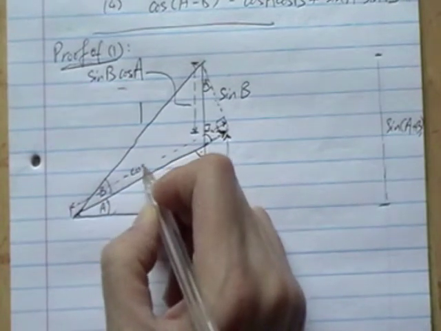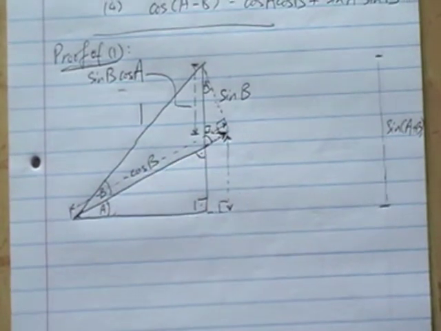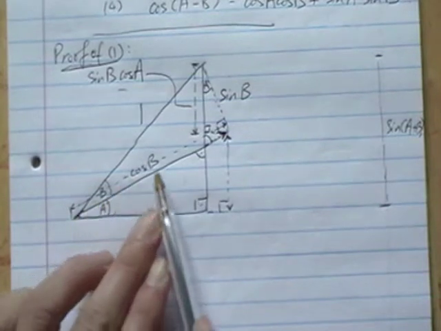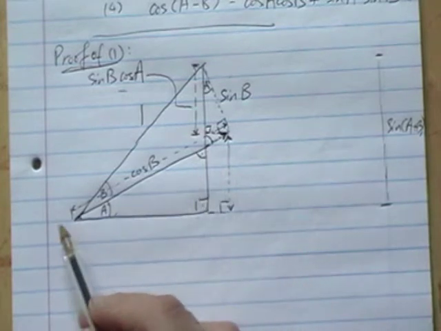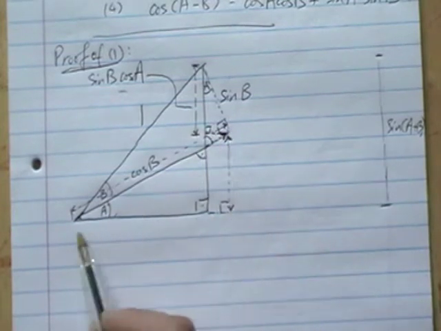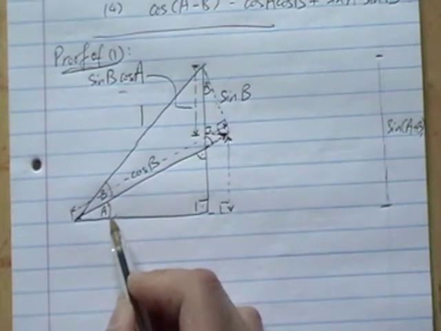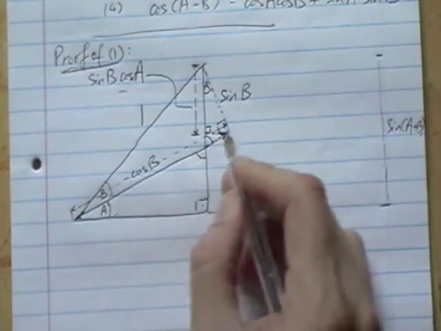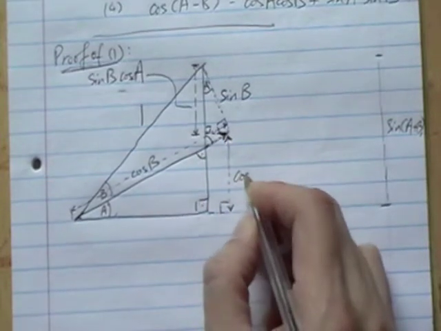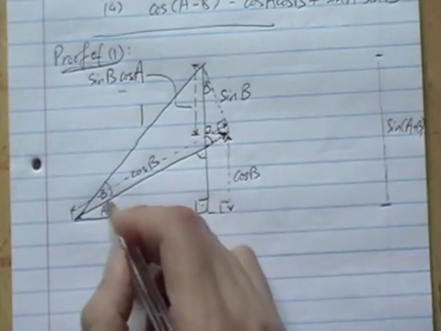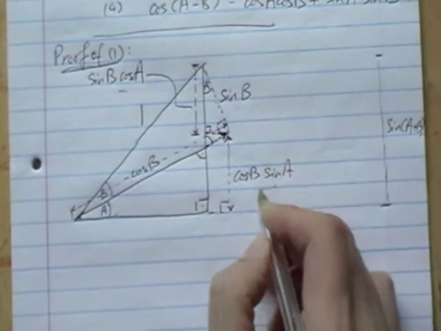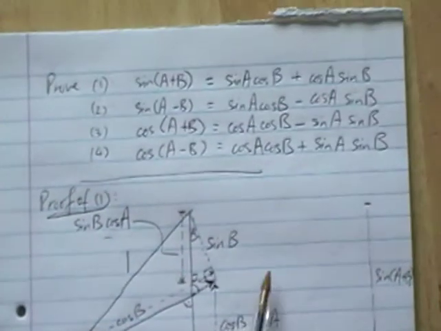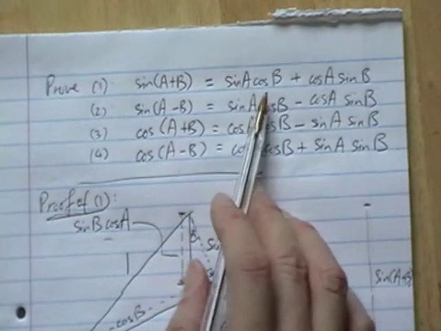That's cosine B, right from there all the way to there. And now we have the hypotenuse for this triangle, and since this is A, this must be the hypotenuse, cosine B, times sine A to give the adjacent. So finally we have a physical meaning for this term.